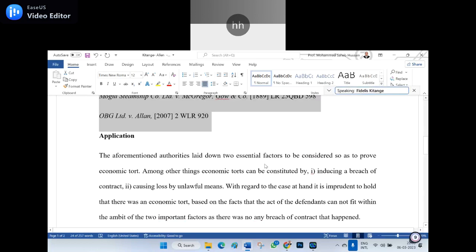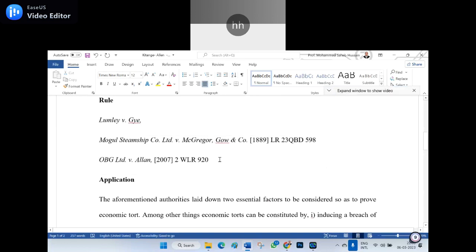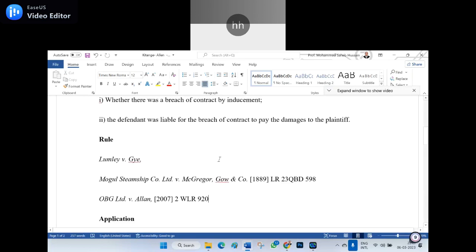In the second issue, what do you say? And hence, by the above cited case law, which clearly mentioned that the person who has made the inducement of contract is held liable to pay the damages to the plaintiff.